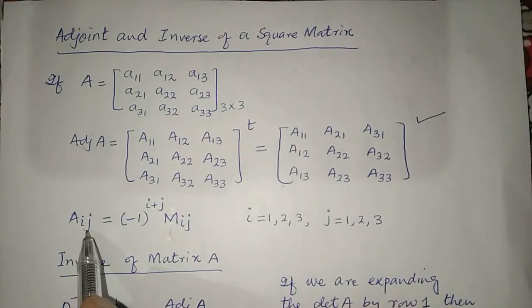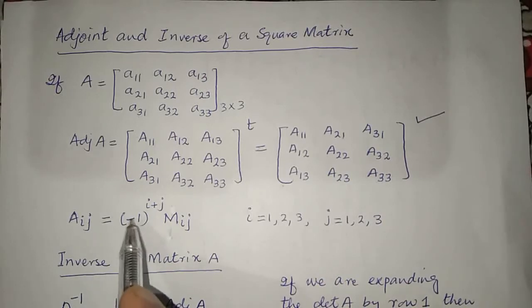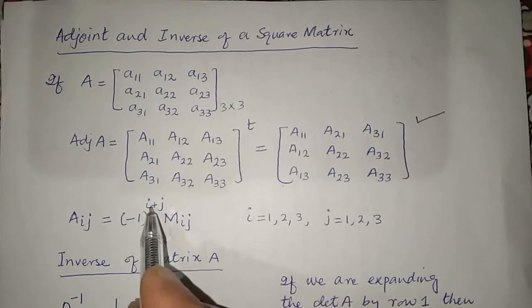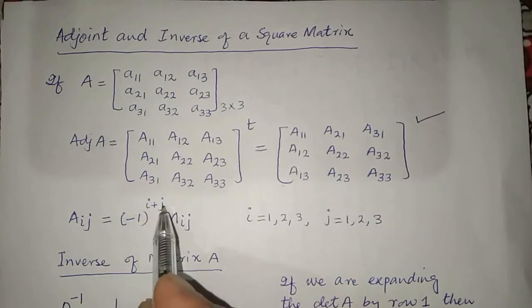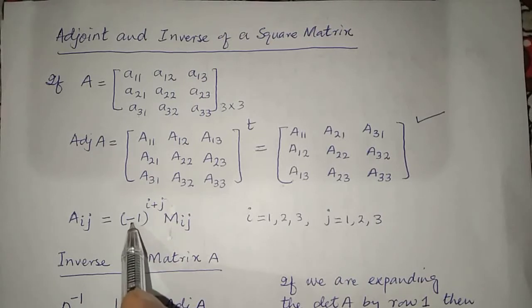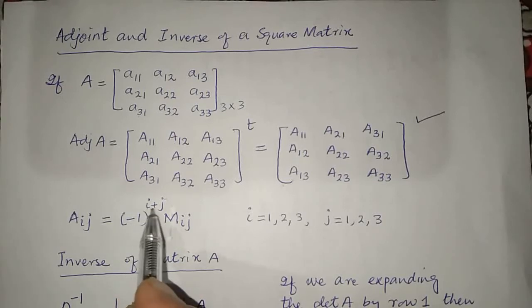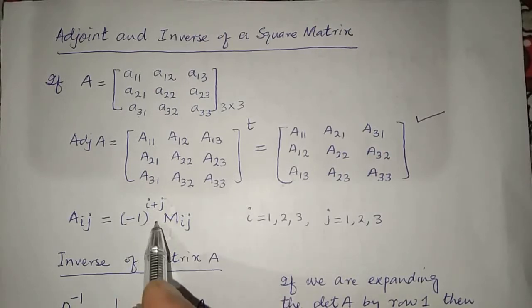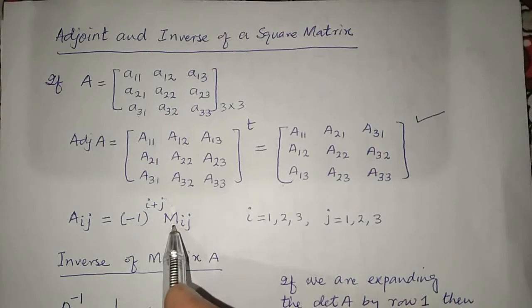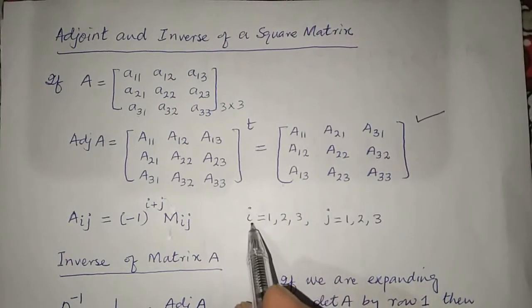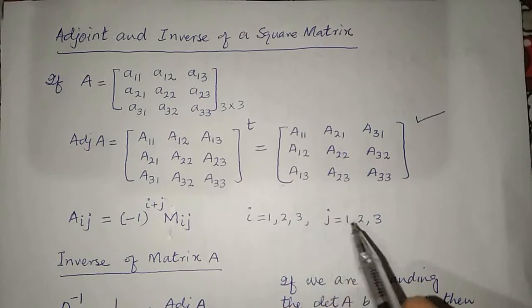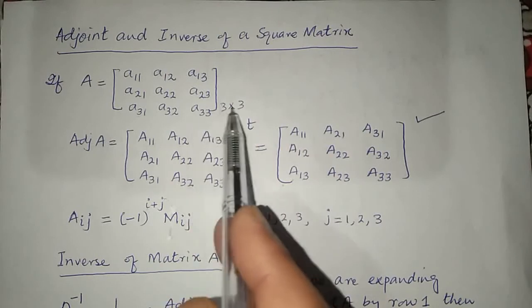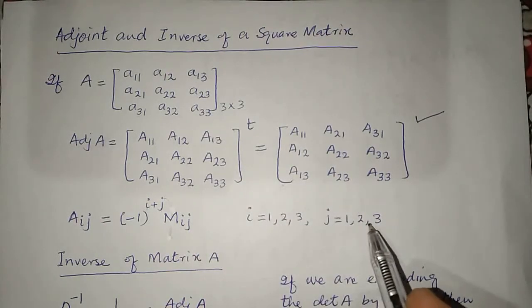Any cofactor Aij can be found by Aij equals -1 raised to the power i plus j, times Mij. If i plus j is odd, then the result will be -1, and if i plus j is even, then the result will be +1, and then we multiply this +1 or -1 with Mij, the minor ij. What are i and j? In this case of a matrix of order 3, i is 1, 2 or 3, and j is 1, 2 or 3.